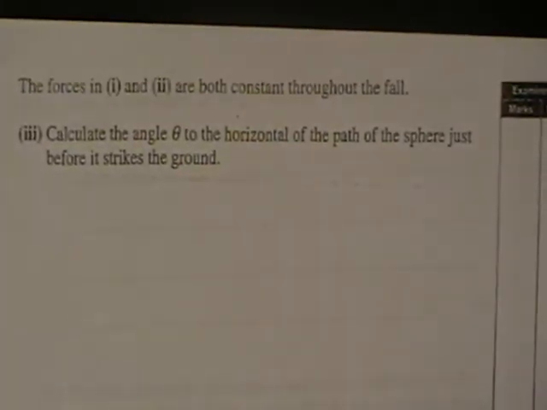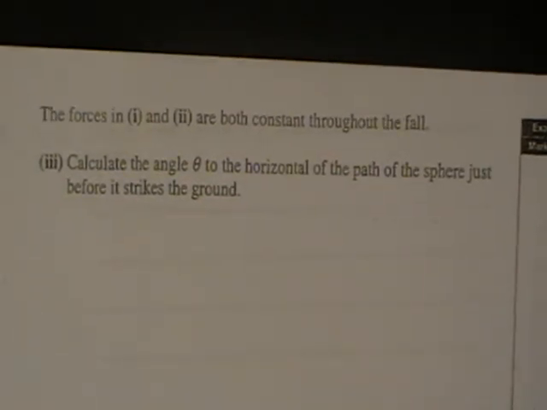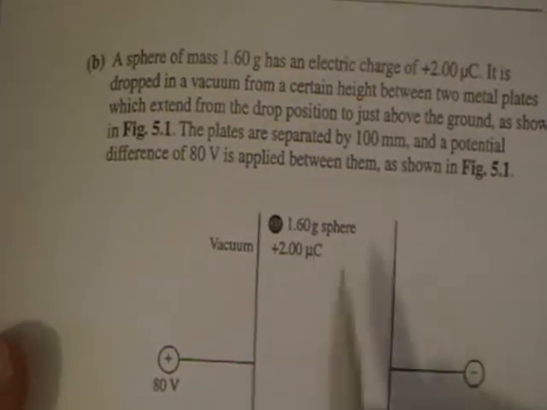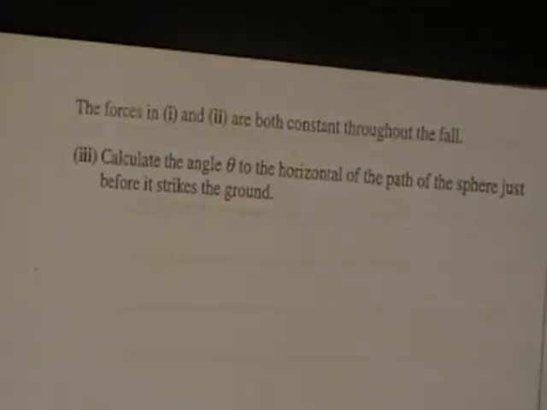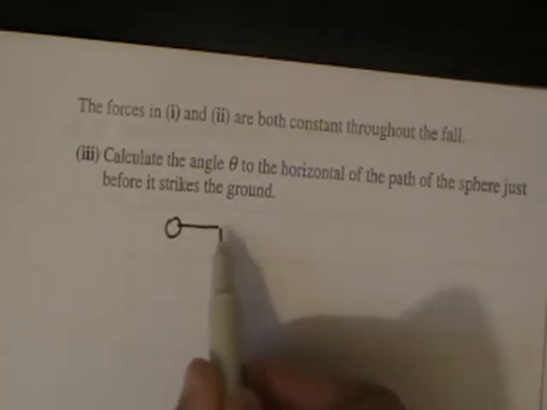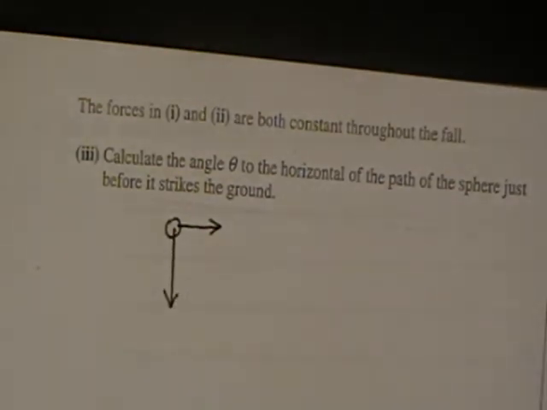We're now told that the forces in 1 and 2 are both constant throughout the fall. Calculate the angle theta to the horizontal of the path of the sphere just before it strikes the ground. So if you remember back to the diagram, we have a charge which has been pushed across horizontally and been pulled down. So consider what's happening here. It's been pushed across like so, and it's been pulled down like so.